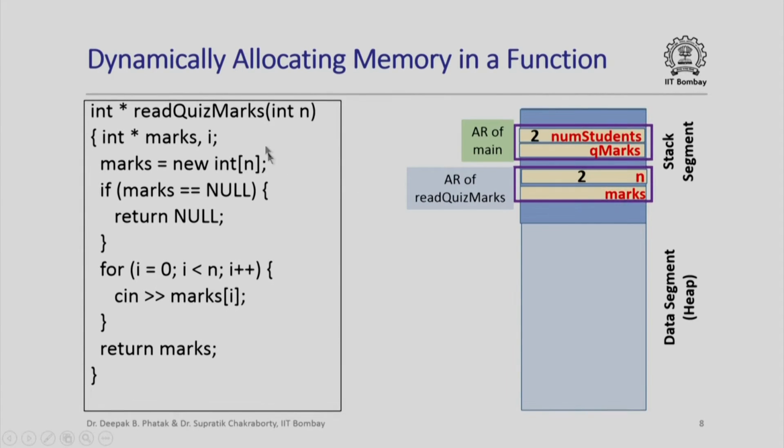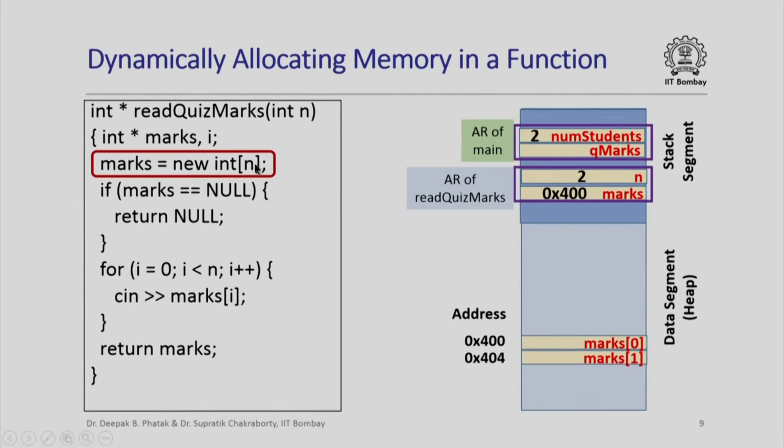And in the activation record of read quiz marks, I will have space for the formal parameter n, which of course has the value 2, that is the value of num students. I also have space for marks, and I should also have space for i, but I have not shown that here just to keep the diagram simple.